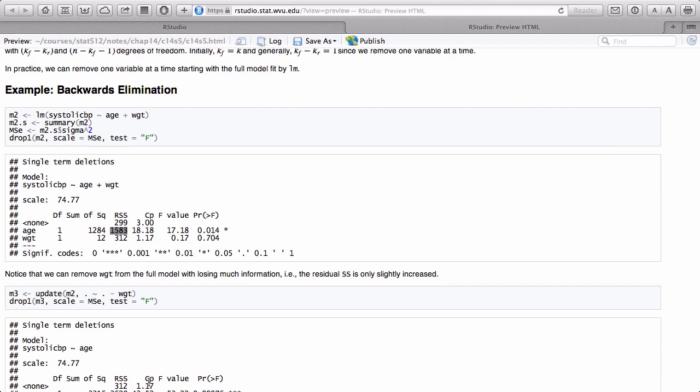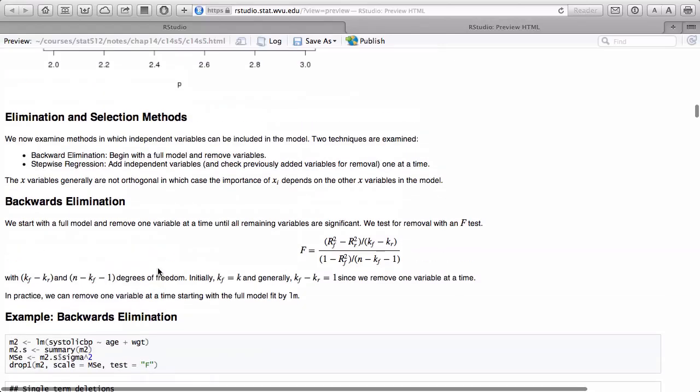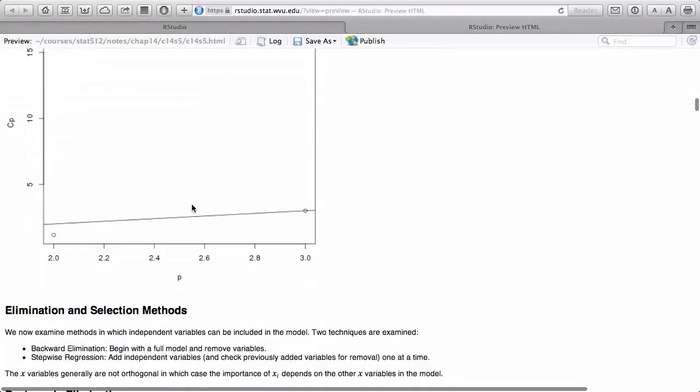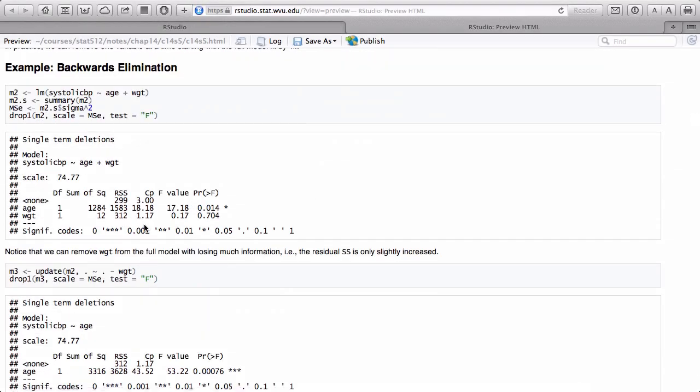Do you remember? Look at these Cp statistics and then look up here. Rounding slightly differently, but those are the same numbers, actually. So I have an F value, and that p-value of 0.014 was the same F-test that I had above. In other words, I don't want to drop out age. It skyrockets the Cp, and if I look at that test for age after weight, it's highly significant.